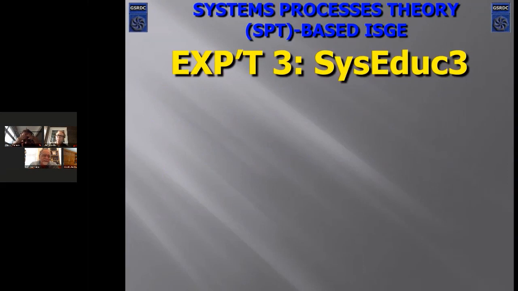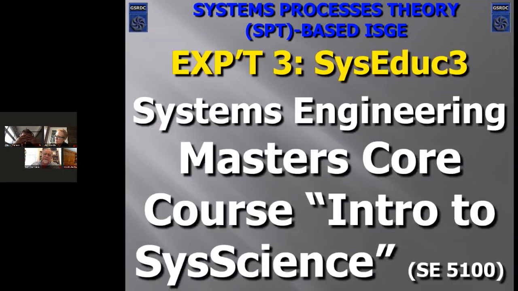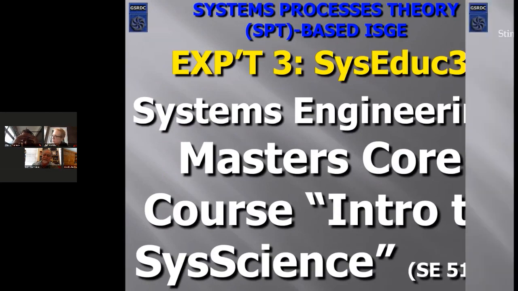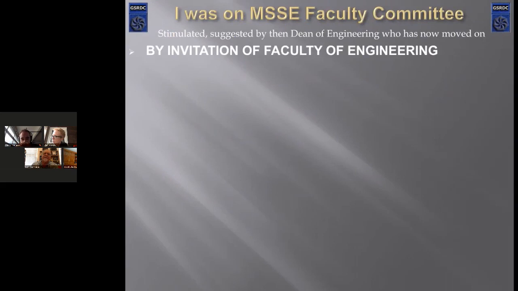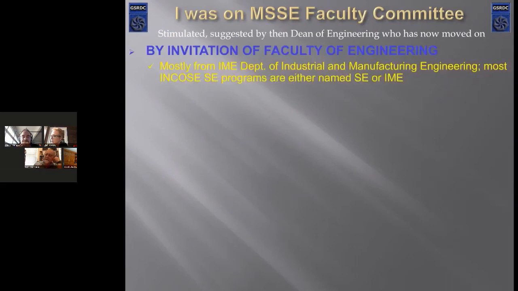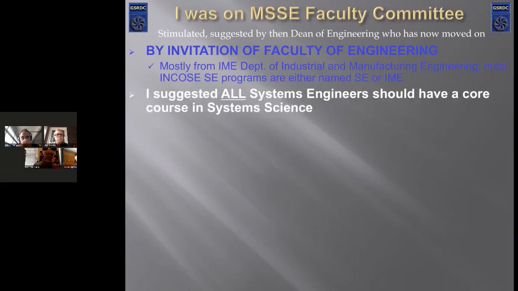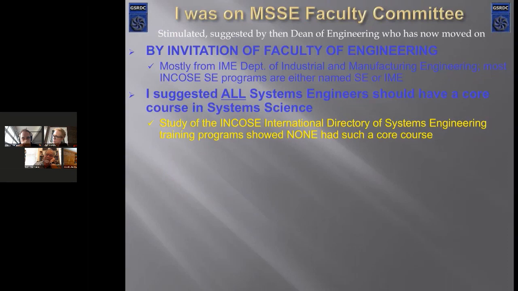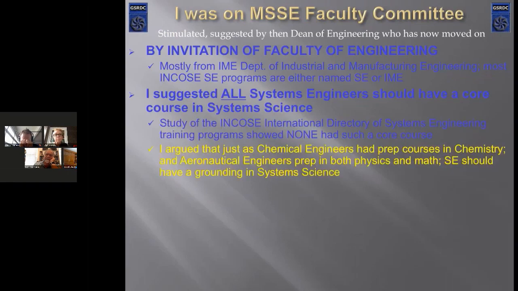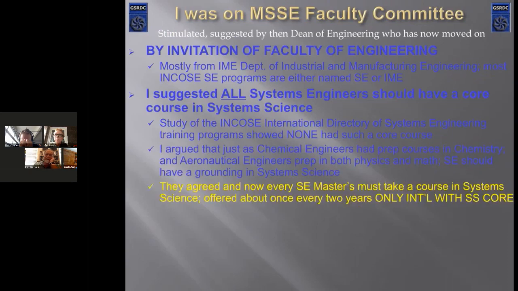Experiment 2, the Frontiers of Science course, and this idea of the grand synthesis from the Big Bang all the way up to current culture. Now, Experiment 3, or Systems Education 3, is a core course I'm running right now, an Introduction to System Science for Systems Engineers. And I got involved in this because of an invitation of the Faculty of Engineering. It mostly was from the Industrial and Manufacturing Engineering Department, who was told by the dean to start a systems engineering graduate program. And I suggested all systems engineers should have a core course in systems science. I mean, chemical engineers study chemistry. Aeronautical and mechanical engineers study physics and mathematics. Shouldn't systems engineers have a grounding in system science? And they agreed, but at the same time, they said, whose system science?